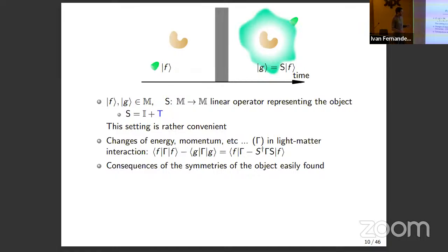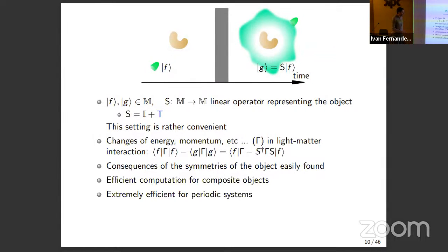The symmetries of the object, the consequences of the symmetries, are easily found in this setting. Not going to talk a lot about symmetries. And in terms of the T matrix, one advantage that it has is that it is computationally efficient to couple objects. So I have the two objects, say the pointer and the bottle, and I have the T matrix of the individual objects, and then I put them together and I ask, okay, what is the T matrix of the overall object? This is quite efficient.